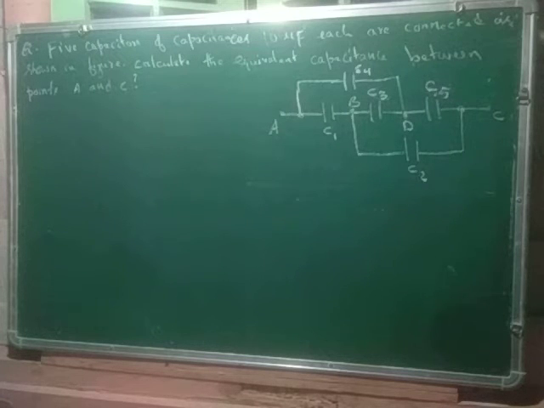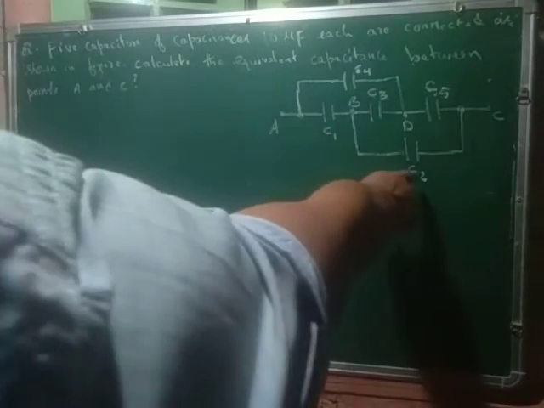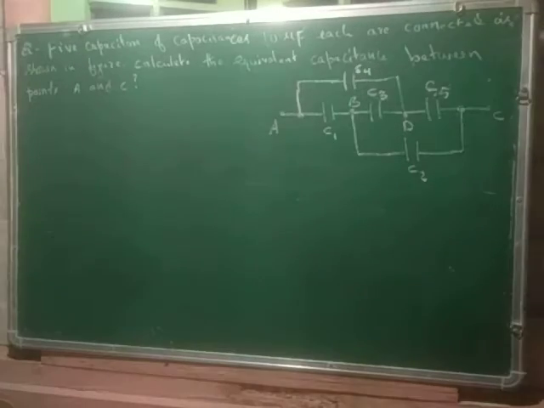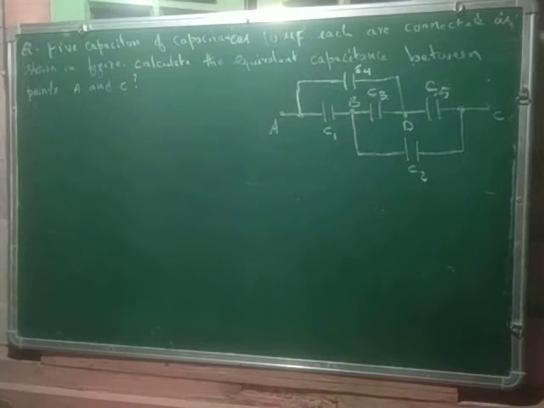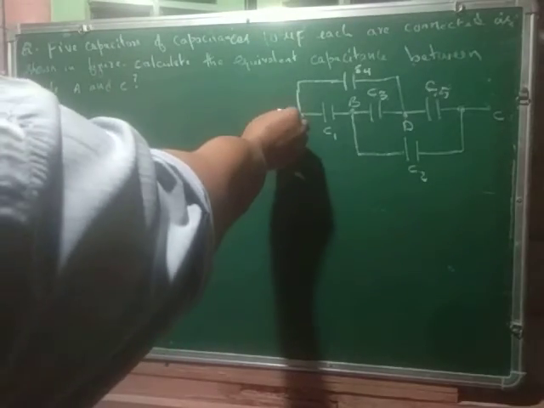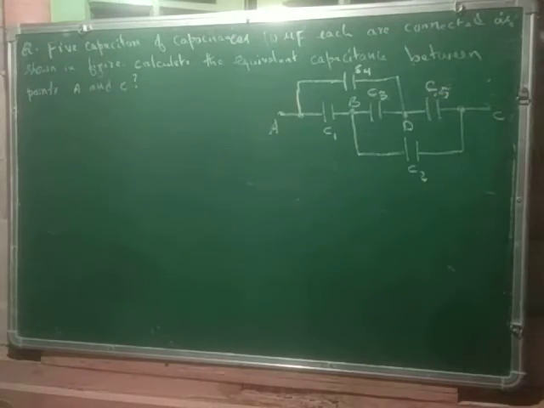So this is the next problem about, again, the applications of capacitors, of the combinations of capacitors in series and parallel. As you can see here, we have 5 capacitors: C1, C2, C3, C4 and C5. All these capacitors have the same capacitance, that is 10 microfarad each. These 5 capacitors are connected between 2 points A and C. Here I have to find the equivalent capacitance between the points A and C. So let us solve this problem.